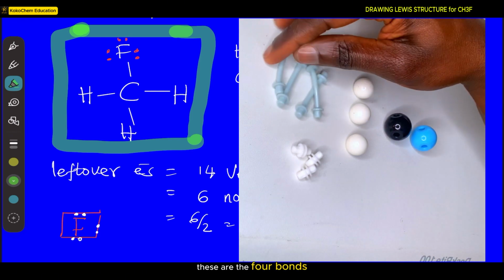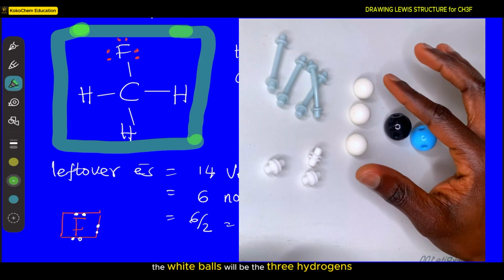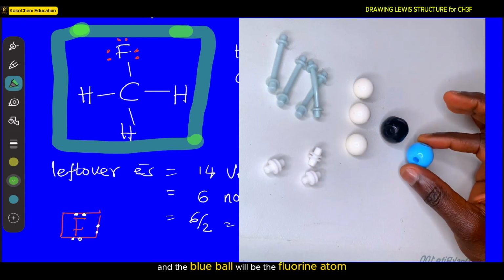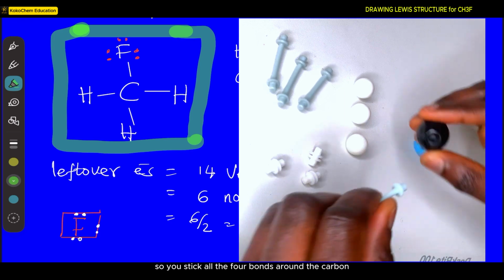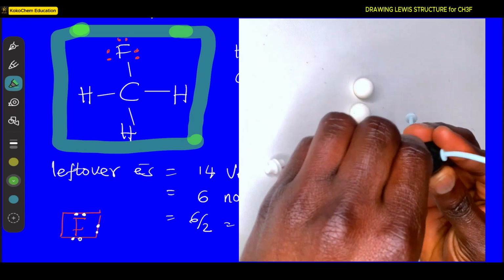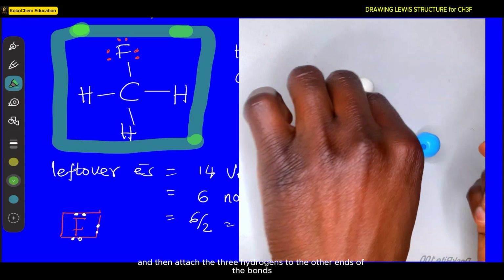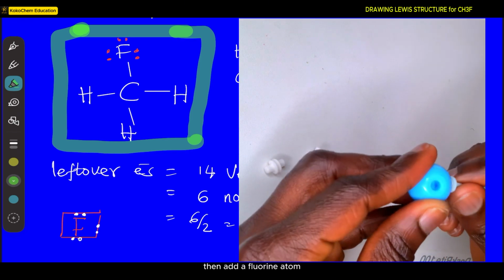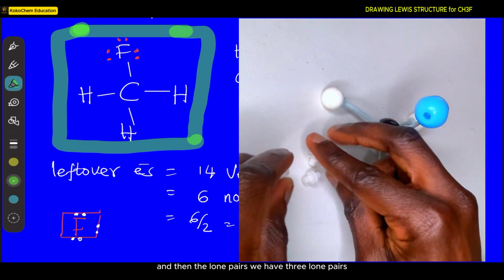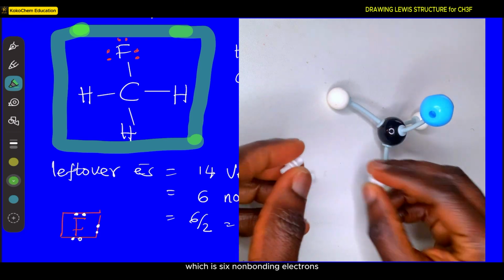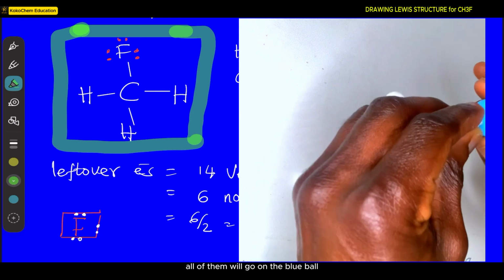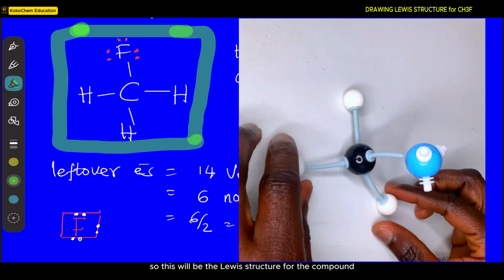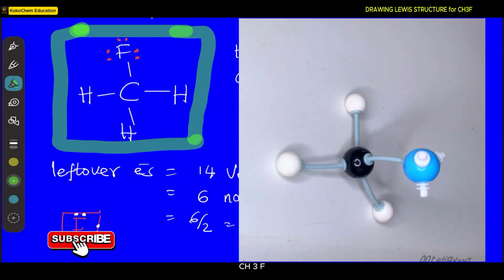For an illustration, these are the 4 bonds, these are the 3 lone pairs. The white balls will be the 3 hydrogens, the black ball will be the carbon, and the blue ball will be the fluorine atom. So you stick all the 4 bonds around the carbon and then attach the 3 hydrogens to the other ends of the bonds. Then add the fluorine atom. And then the lone pairs, we have 3 lone pairs, which is 6 non-bonding electrons. All of them will go on the blue ball, which is the fluorine atom. So this will be the Lewis structure for the compound CH₃F.